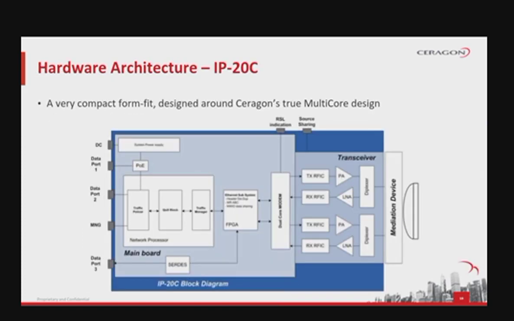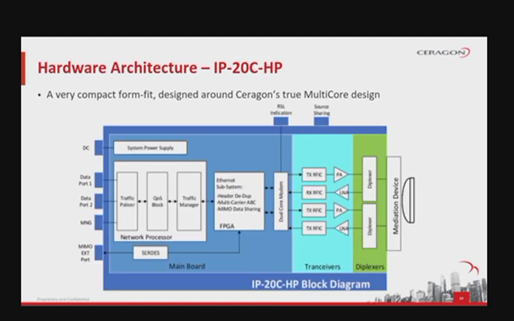The following diagram presents a detailed block diagram of the ip-20c. The ip-20c combines full system capabilities with a very compact form fit. The all-outdoor system architecture is designed around Ceragon's IP core components, enabling a true multi-core design.